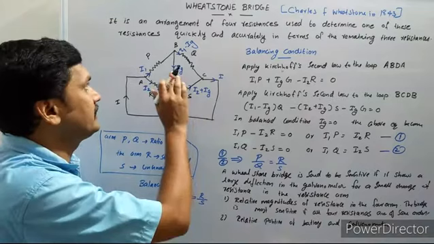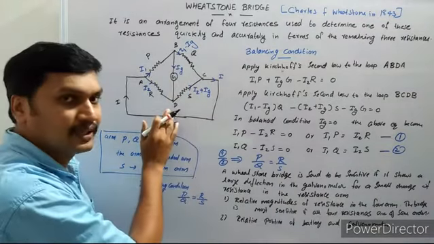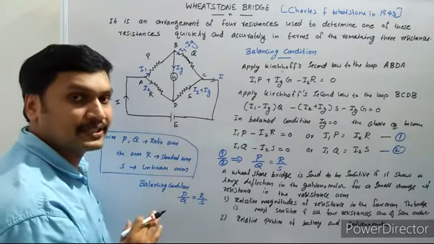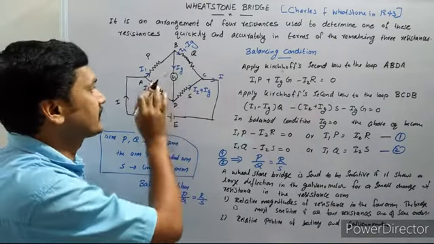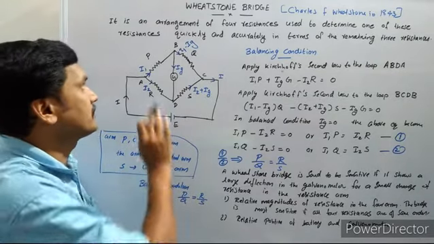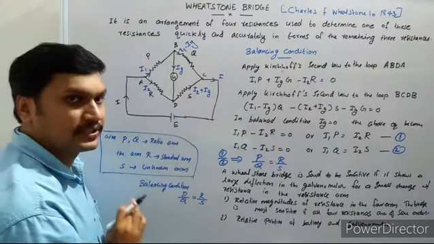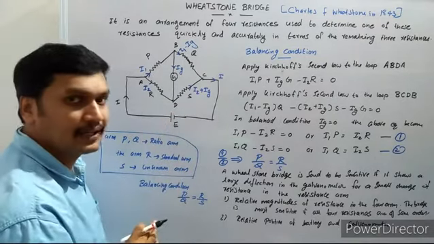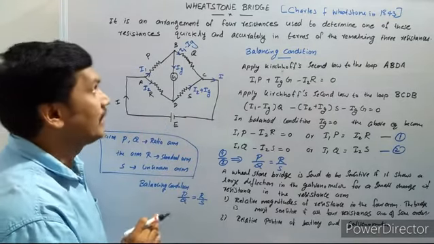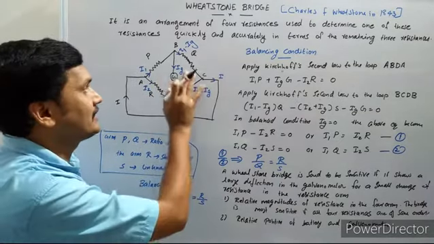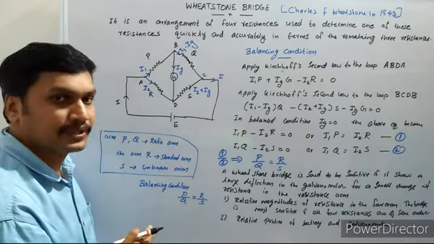Usually this method is used to find one of these resistances. If one of the resistances is unknown and all other three resistances are known, we can find the unknown resistance by using the three known resistances. This is one of the most accurate methods to determine an unknown resistance. This method is known as the Wheatstone bridge method, and this arrangement is known as the Wheatstone bridge.